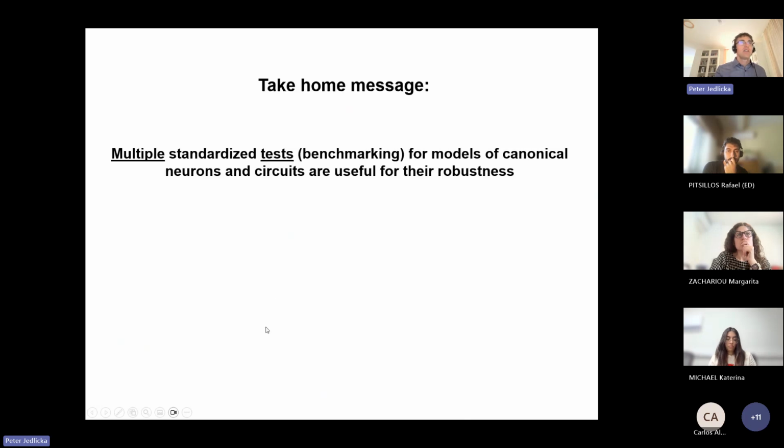space. Okay, the take-home message for this part of the talk would be that it is very useful to use multiple standardized tests or benchmarks for models of canonical neurons and circuits. And if you use those tests, then it should increase the robustness of your models.